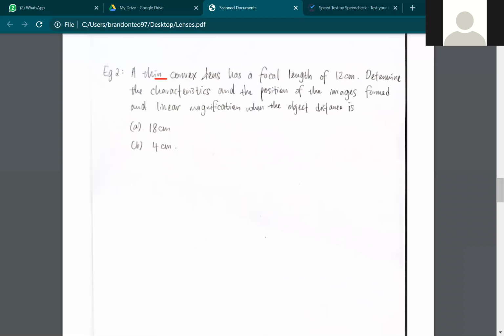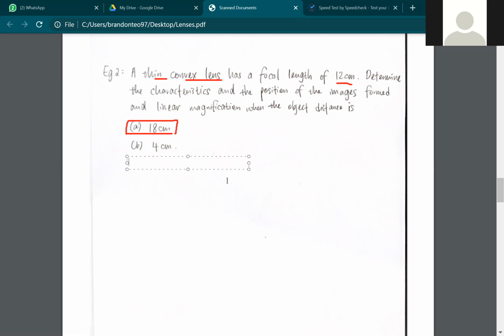Okay, a thin convex lens has a focal length of 12. Determine the characteristics and the positions of the images formed and linear magnification when the object distance is 18. Okay, we'll just do part A, 18.